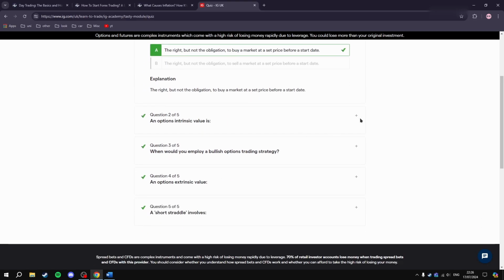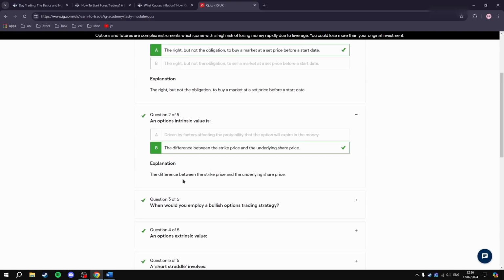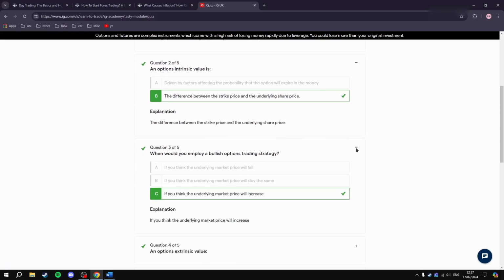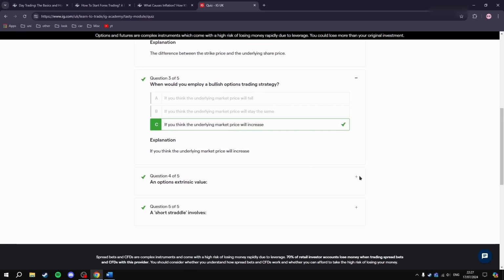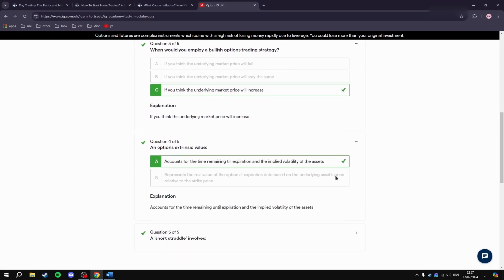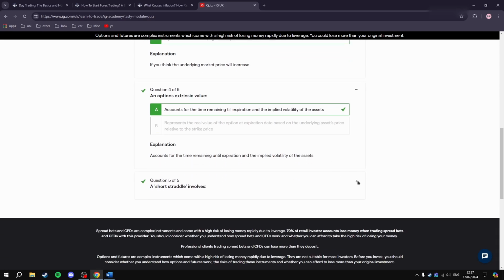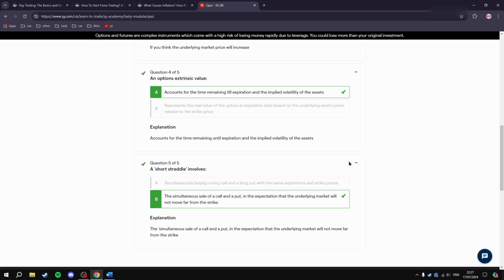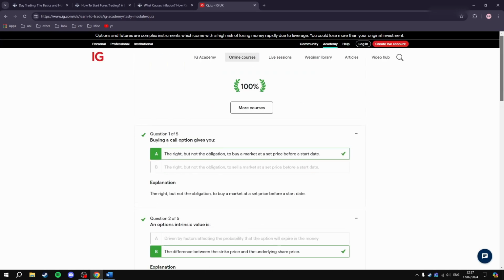Options intrinsic value is the difference between the strike price and the underlying share price. When do you employ a bullish options trading strategy? If you think the underlying market price will increase. Okay, these are literally the same. Options extrinsic value accounts for the time remaining until expiration and implied volatility of the assets. Short straddle involves the simultaneous sale of a call and puts in the expectation that the underlying market will not move far from the strike. Right.